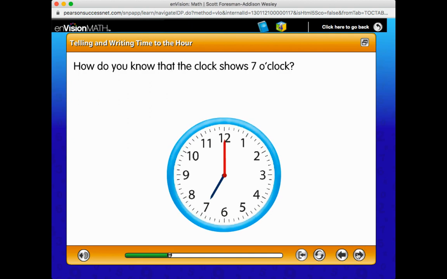How do you know that the clock shows 7 o'clock? If you remember what we learned yesterday, you need to look at the hour hand and see what number it's pointing to. So it's pointing to the 7. And anytime our minute hand is pointing to that number 12, we say that it is o'clock. That's how we know that this clock reads 7 o'clock. The hour hand points to 7, and the minute hand points to 12.